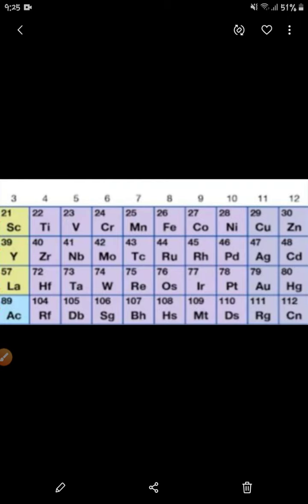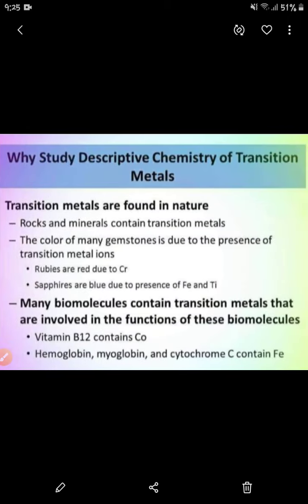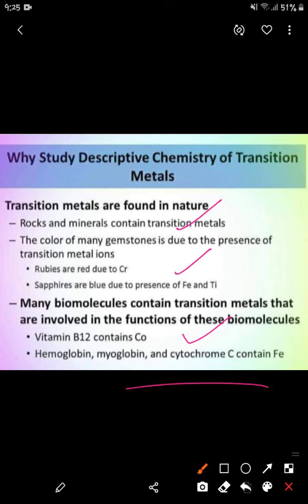So till now it was a general introduction to d block elements. Now the question comes: why do we have to study d block elements? First of all, you should know transition metals are found in nature. Rocks and minerals contain transition metals. The color of many gemstones is due to the presence of transition metal ions. Many biomolecules contain transition metals that are involved in the functions of these biomolecules.